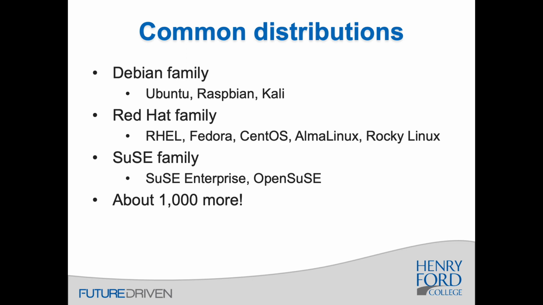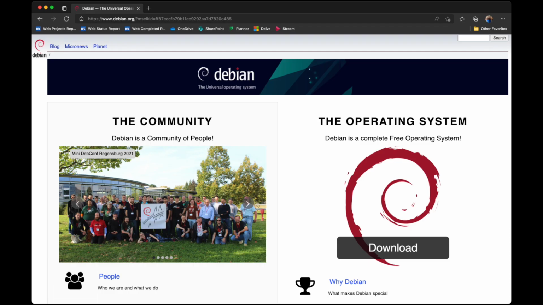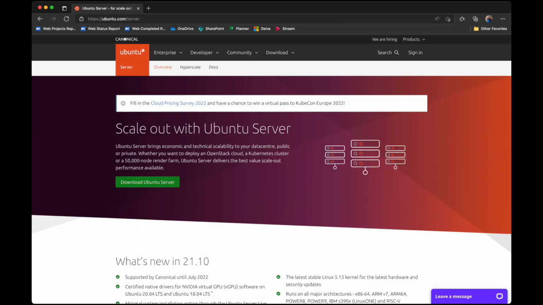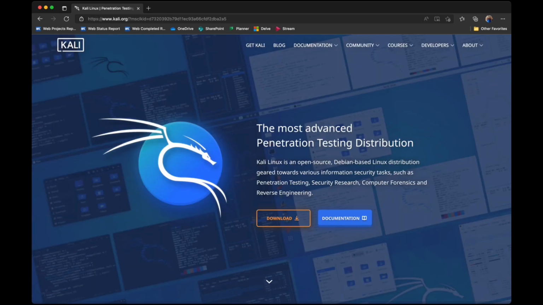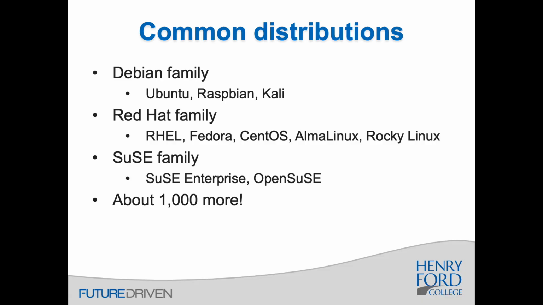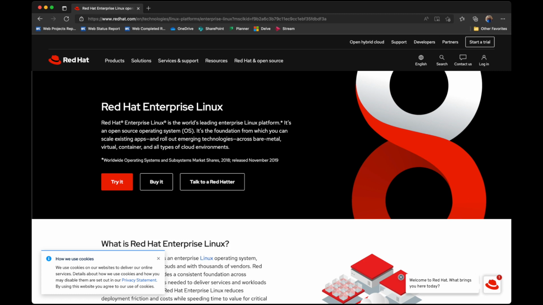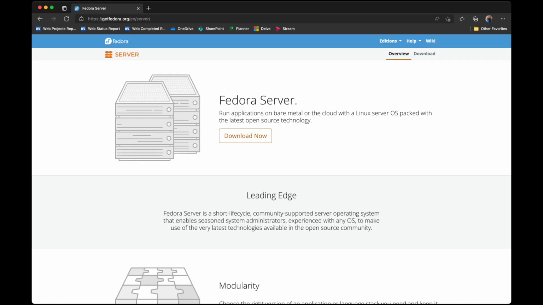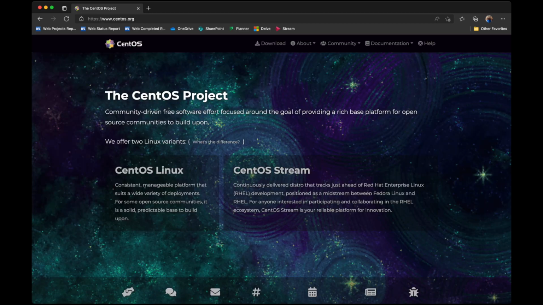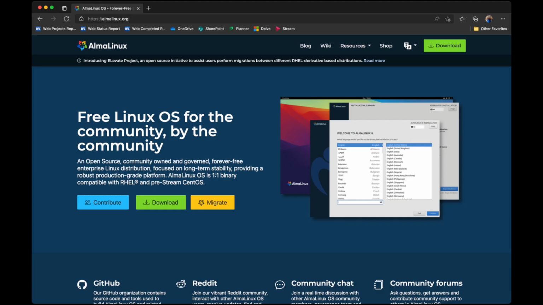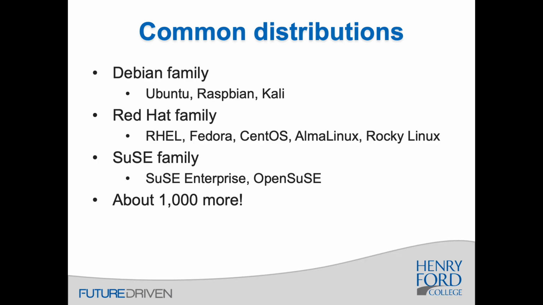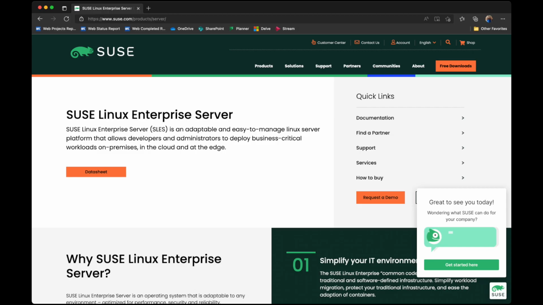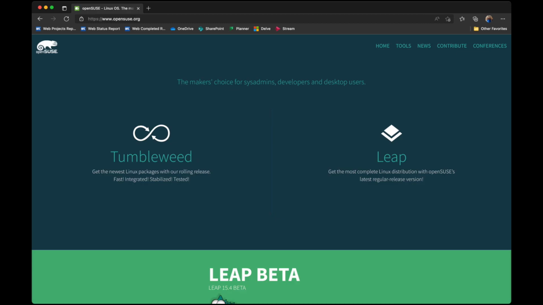Several of the most common distributions fall into three families: the Debian family, which includes Debian, Ubuntu, Raspbian, and Kali Linux for security and hacking; the Red Hat family, flagshipped by Red Hat Enterprise Linux, which is a paid version, but also Fedora for cutting edge, CentOS, the community enterprise operating system, and Alma Linux and Rocky Linux, which have been created recently since CentOS stopped being a direct downstream for enterprise Linux. Other common distributions include the SUSE family of Linux, including SUSE Enterprise and OpenSUSE. SUSE Enterprise is a paid version and OpenSUSE is entirely open source.